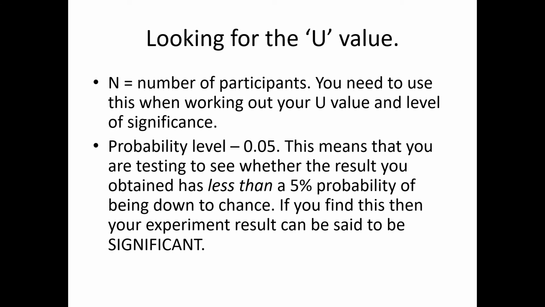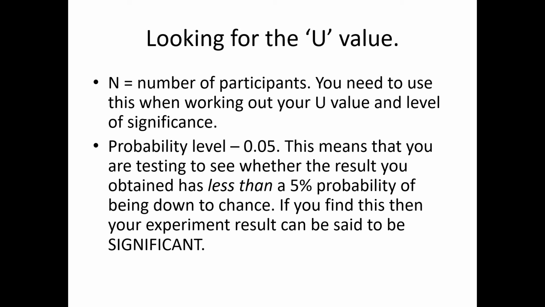Okay, so next thing, what you're looking for is something called the U value. Now, to determine your U value, you have to be clear about how many participants you used per condition. So this is important to know, did you have 9 participants in one condition and 8 participants in the other condition or whatever? You look at your data, you will have that information. You're working at a probability level of 5%, that's 0.05.